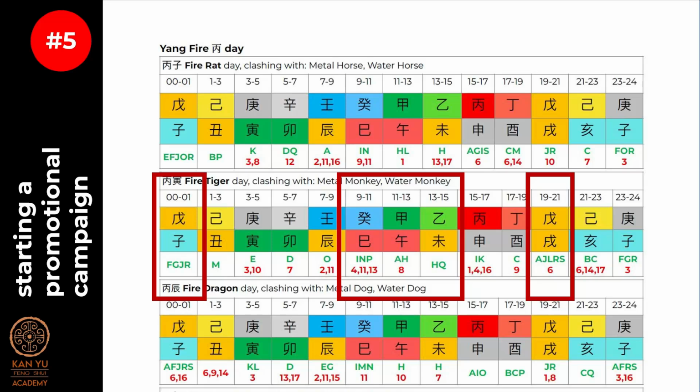Let's check them. The Earth Rat carries the Heavenly Officer, which is not particularly useful for an advertising campaign, but still good. Then the Green Dragon, which is good. Then the Happy Hour Star, which is good for communication. And finally the Prosperity Star, which is a wealth star. Very good time, but not an exceptional time.